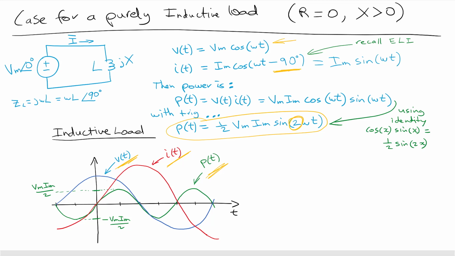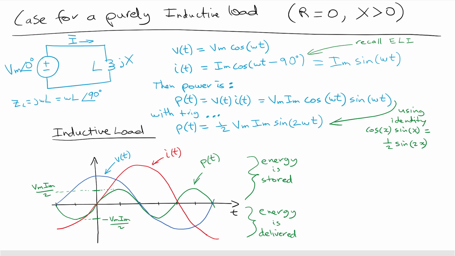So we've doubled the frequency, that's why it's double. And then we have peak values for the power waveform of Vm times Im divided by 2, as we can see from the equation, of course. And then on the negative side, we have minus Vm times Im divided by 2. So one thing that we can notice here is what's happening with the power.